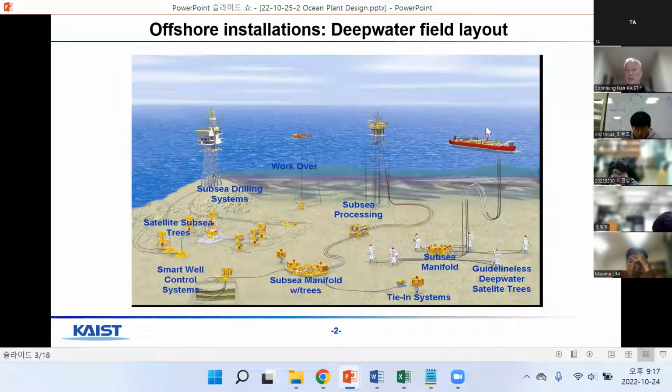And this right-hand side system is also similar, but a different type. We call this an FPSO, floating production and storage and offload. So those two systems have the same function, but the shape is different. At the bottom, you can see from the left that there are keys and also manifold and subsea processing.